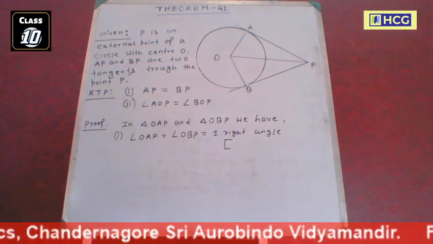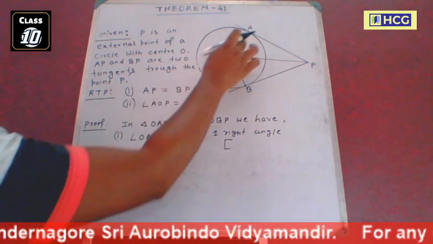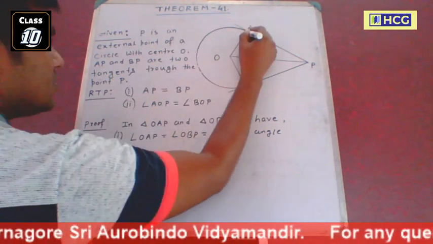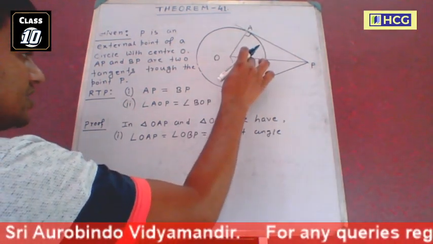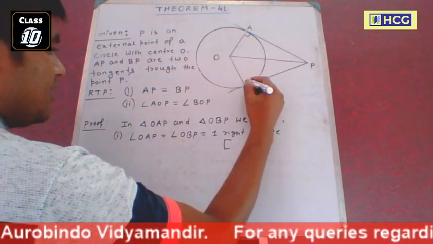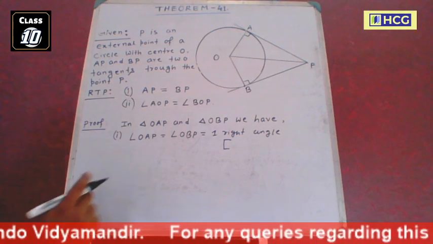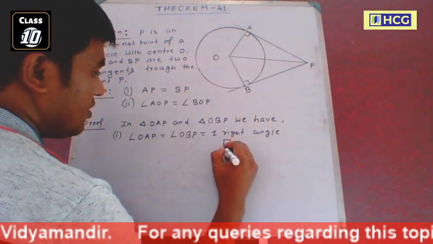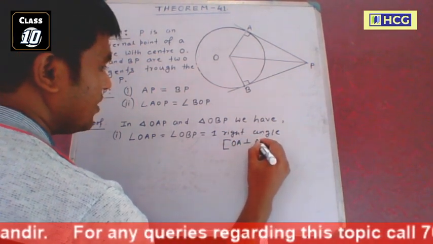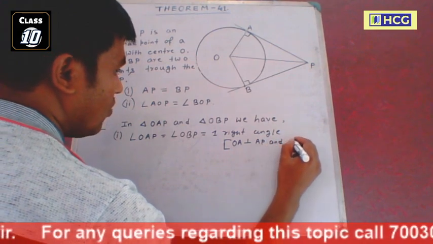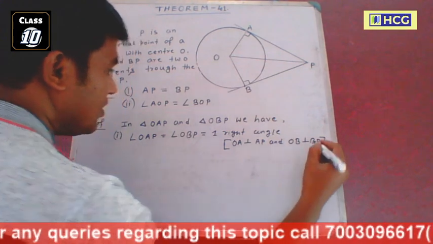In previous theorem, radius and tangent are perpendicular. So OA and AP are perpendicular. So this angle must be right angle. Similarly, OB is a radius and BP is a tangent. So radius and tangent are perpendicular. So this is also 90 degree. Right? OA is perpendicular to AP and OB is perpendicular to BP.